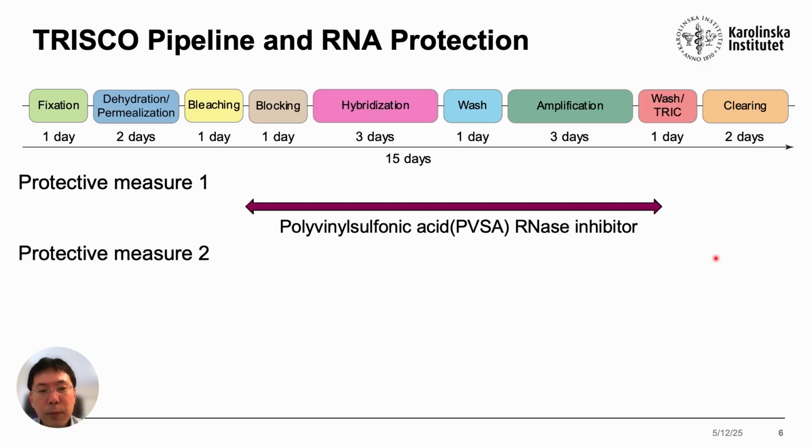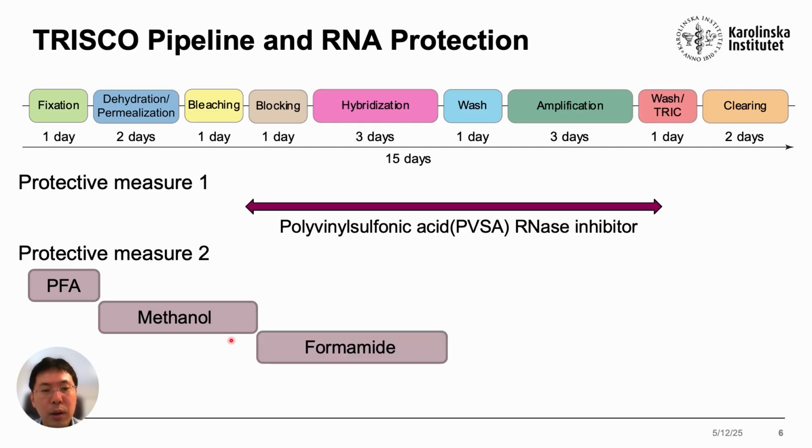The second measure involves optimizing the protocol to minimize RNase activity. We start by fixing the tissue with paraformaldehyde solution, a condition in which RNase is inactive. And then we directly transfer the sample to methanol solution. This immediate transition is designed to prevent RNase activation under physiological conditions. After dehydration in methanol, the sample is directly transferred to formamide solution, which is known to protect RNA.